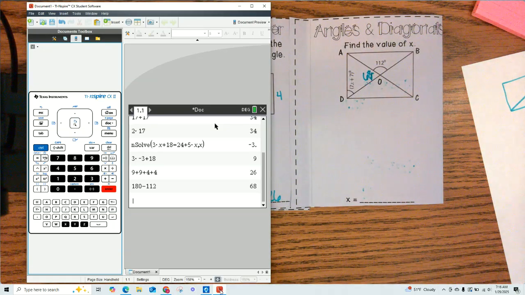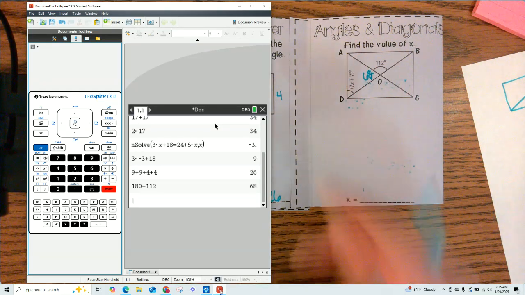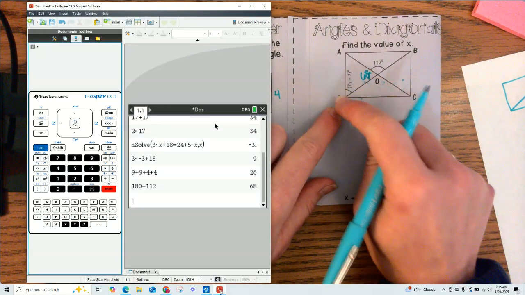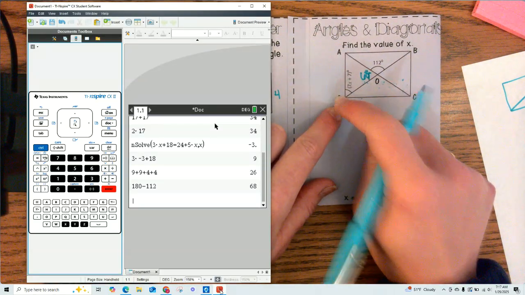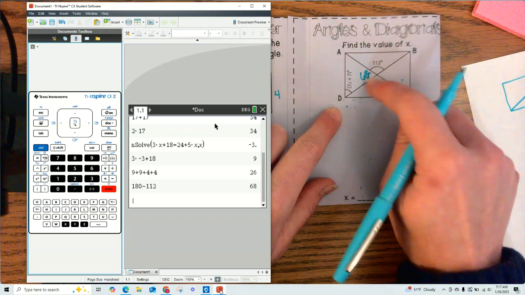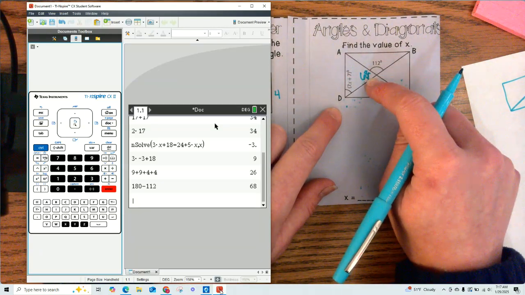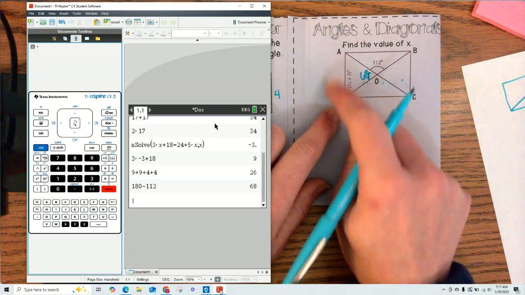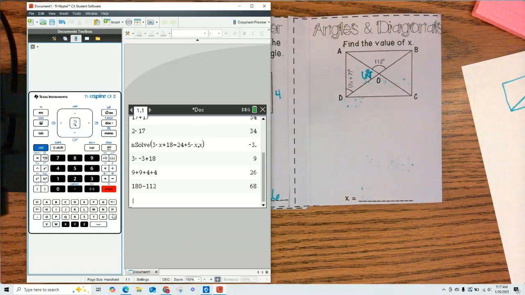Okay? I also know... sorry guys, I'm just looking at my notes. Okay, so I know that ADO, so this angle, plus DOA, what I just found, is going to add up to 180. Okay, so ADO, that still isn't right. Hang on, give me a sec.